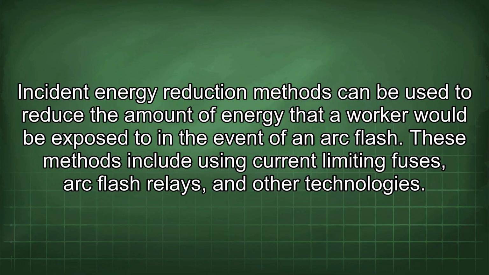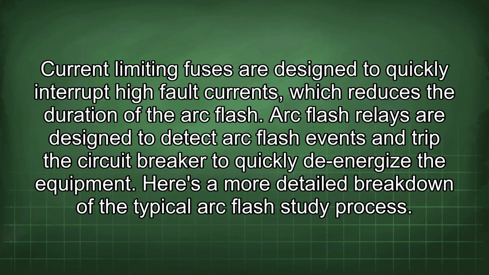Incident energy reduction methods can be used to reduce the amount of energy that a worker would be exposed to in the event of an arc flash. These methods include using current-limiting fuses, arc flash relays, and other technologies. Current-limiting fuses are designed to quickly interrupt high-fault currents, which reduces the duration of the arc flash. Arc flash relays are designed to detect arc flash events and trip the circuit breaker to quickly de-energize the equipment. Here's a more detailed breakdown of the typical arc flash study process.